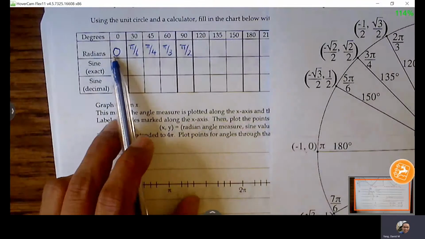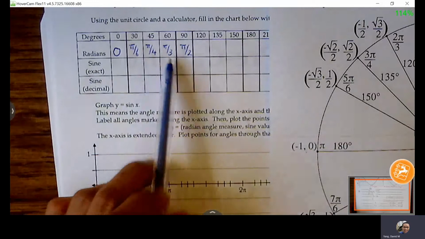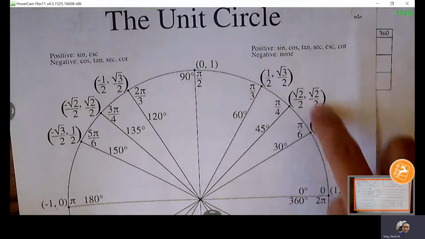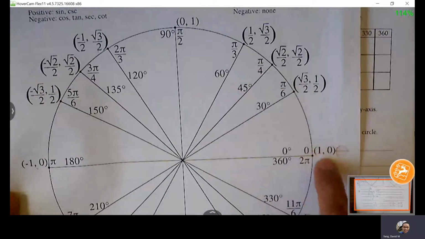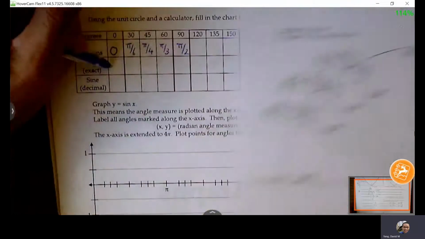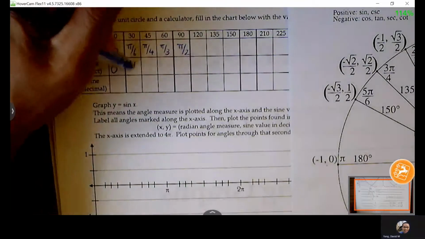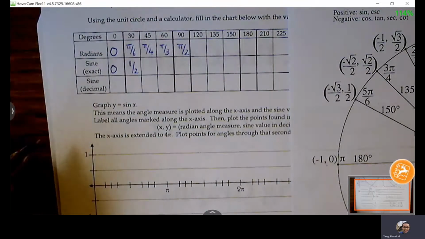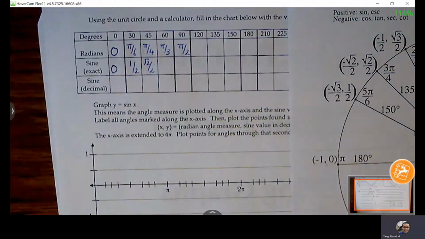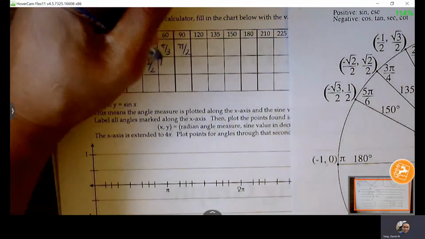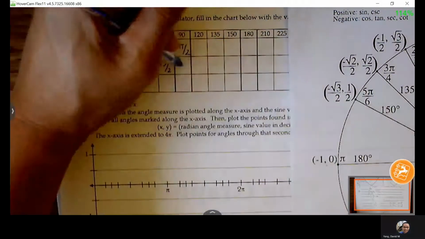So we're going to find sine of 0, sine of pi over 6, sine of pi over 4. These are all y values along our unit circle. So I'm just going to copy them down here. We know sine of 0 is going to be 0. Sine of pi over 6, 1/2. Sine of pi over 4. And then sine of pi over 3. And sine of pi over 2 is going to be 1.